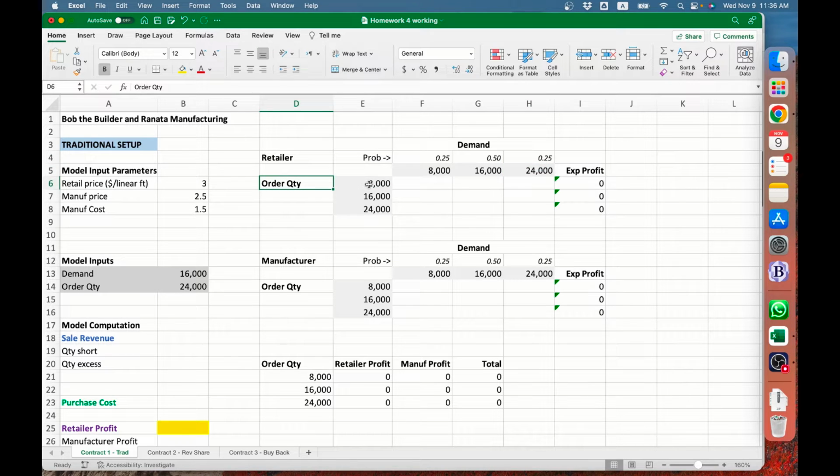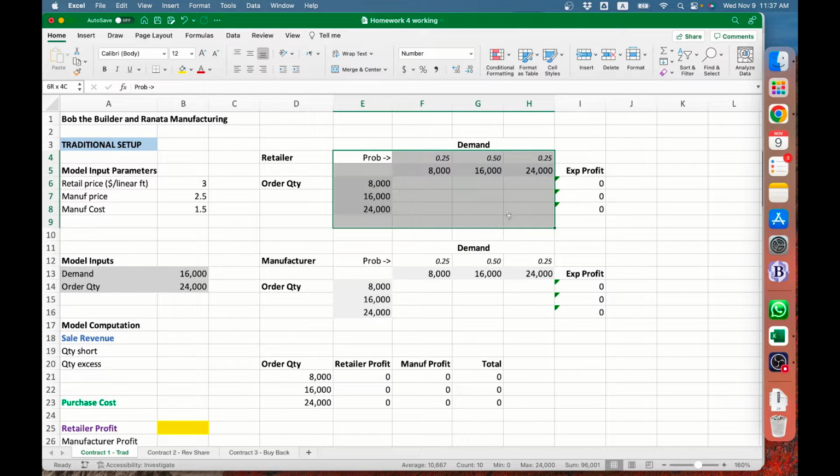Then we also know from the case that Barbara is going to order 8,000, 16,000 or 24,000. There's no probabilities associated with these three numbers. Why? Because it's not a random event. It's Barbara's decision, which we have to help her make. So this is a decision. There's no probabilities here.